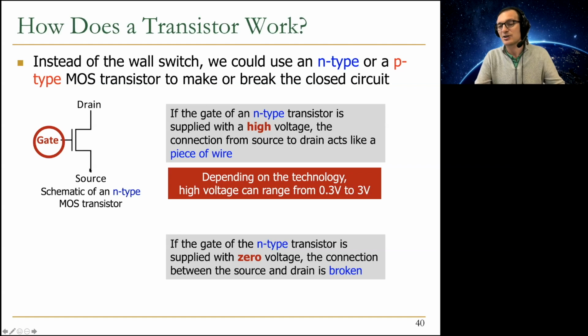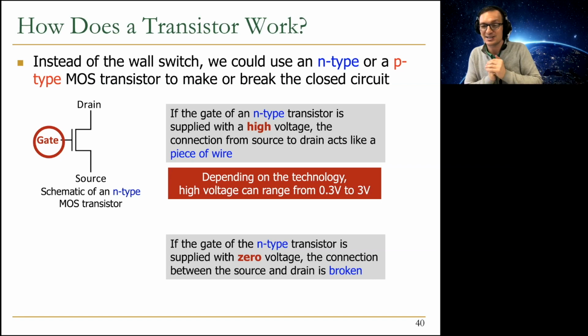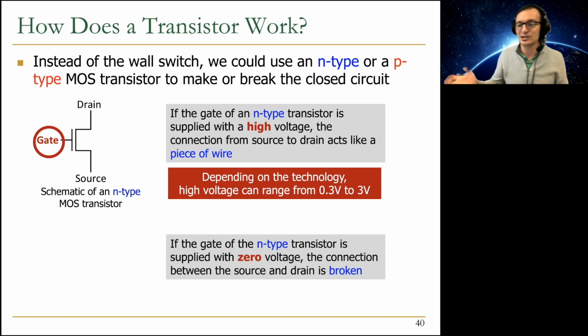So that's what we're going to use as an abstraction. There is a high voltage, there's a low voltage. Once you apply high voltage, this becomes a closed circuit, it conducts. Once you apply 0 voltage, it becomes an open circuit and it doesn't conduct. And now this is our digital logic abstraction of how a transistor works.